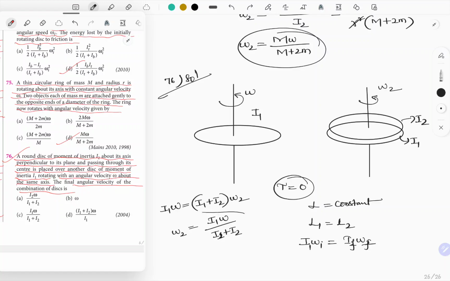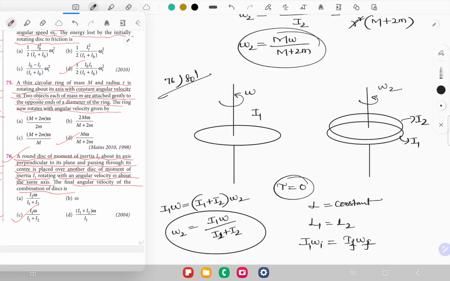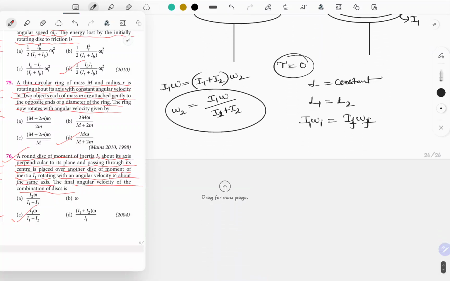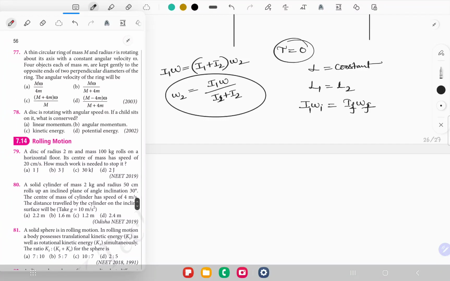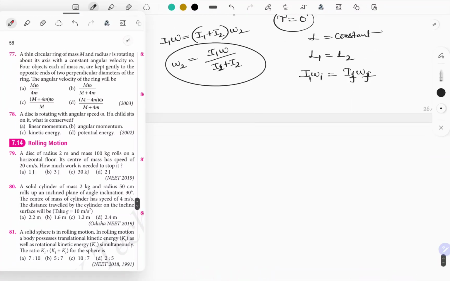Option C is correct, right? Check out this option. Option C is correct. Question number 76. Is it clear? Very good. Let's solve question number 77. It is similar to 75, I guess.